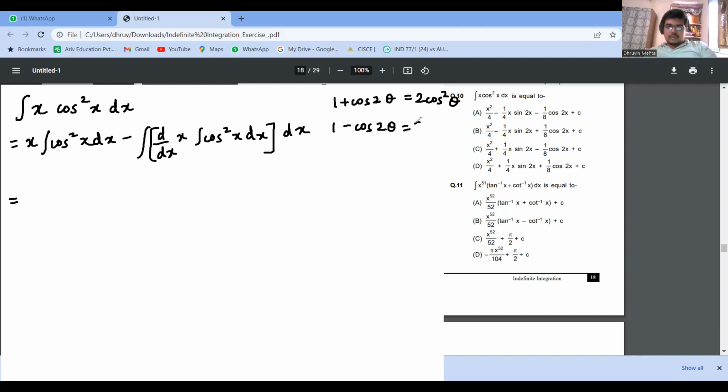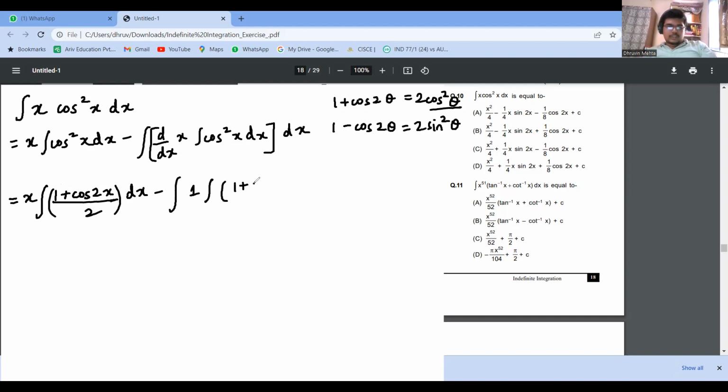Yes. What I'm saying is, whenever we come across integration of cos square or sin square, we will use the superhit formula. What is the superhit formula? Cos square theta is 1 plus cos 2 theta upon 2. We can write cos square x as 1 plus cos 2x upon 2. Okay, the derivative of x will be 1, and this is integration of 1 plus cos 2x upon 2.